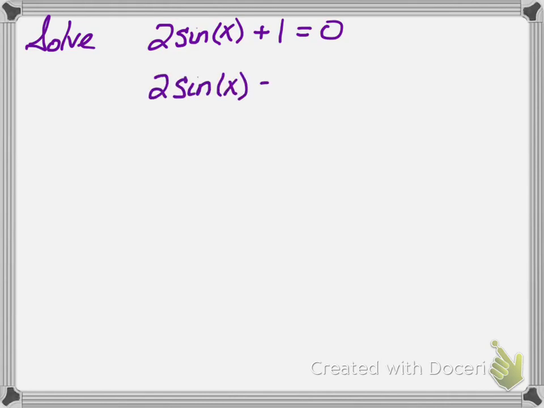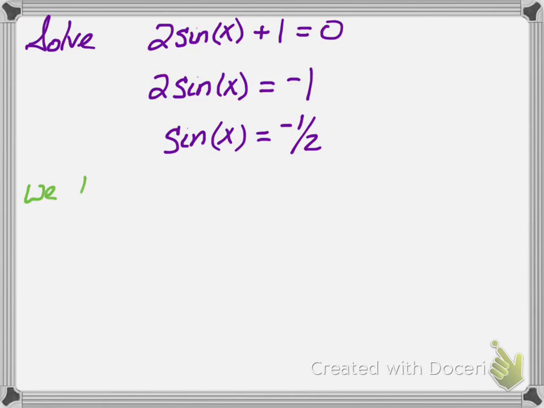So let's do another example. Solve 2 sine of x plus 1 equals 0. So we want to get the sine of x by itself. So we subtract 1 from both sides of the equal sign, and we get 2 times sine of x equals negative 1. Dividing both sides by 2, we get sine of x equals negative a half.